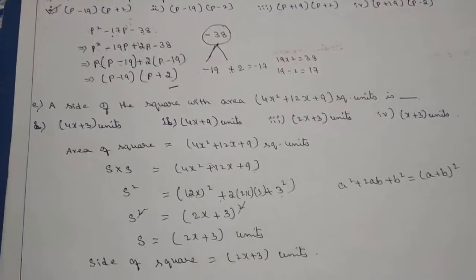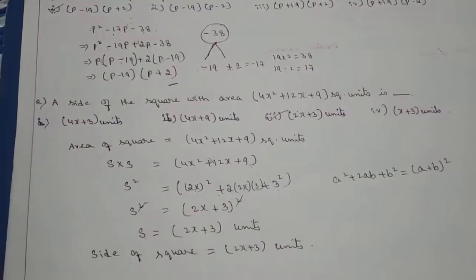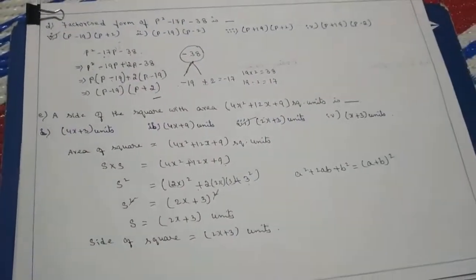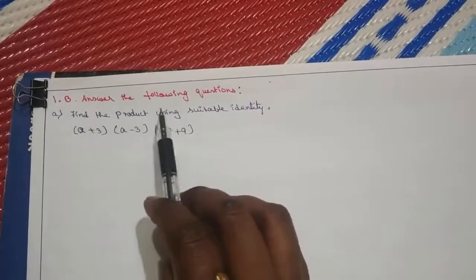Now you check it out in the options. Which option is the right answer? Yes, the third option is the right answer. Is it clear, children? Shall we move to the B main now? Yes. B main. Answer the following questions.